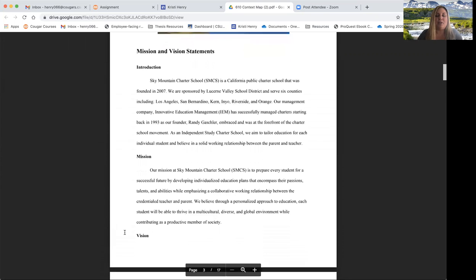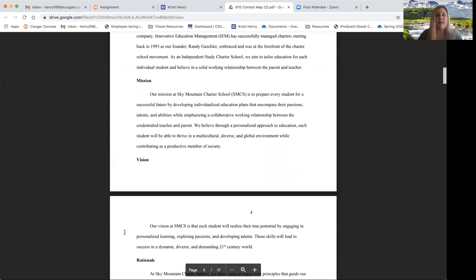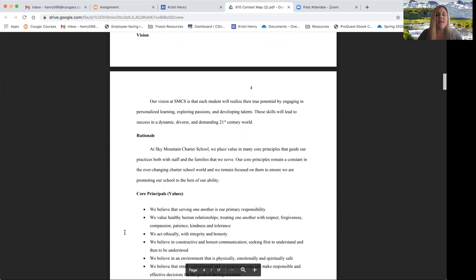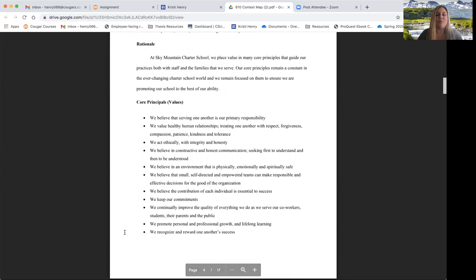In researching the mission and vision of my school and rewriting those to the standards I think they should be, I also found that our school has core principles, which I think are very valuable in adding to the mission and vision statement. This demonstrates 1B, developing a shared vision and community commitment.